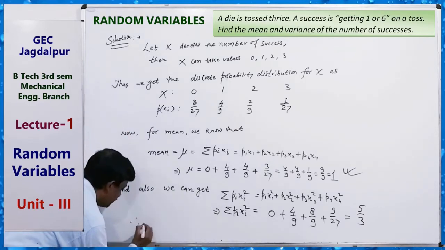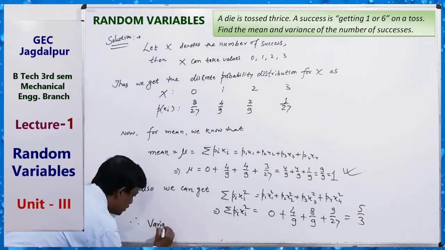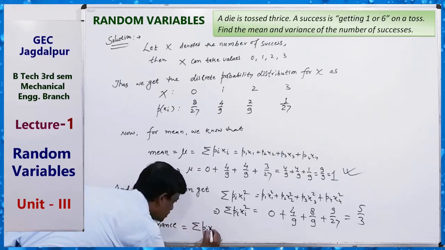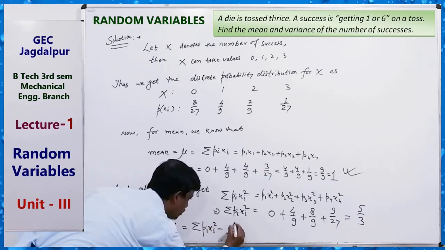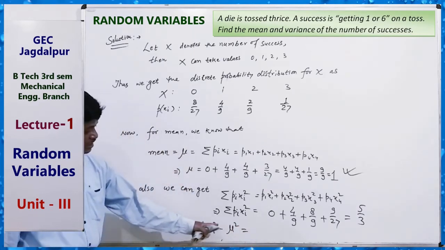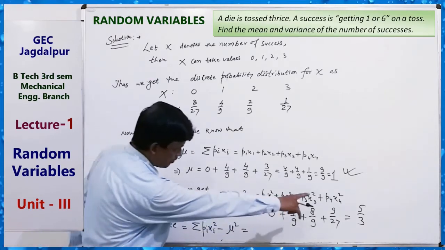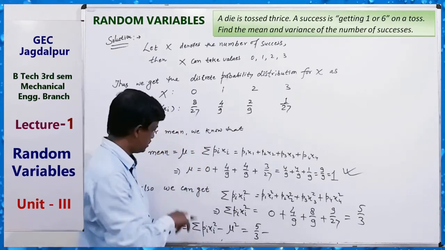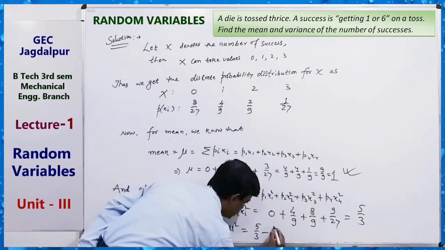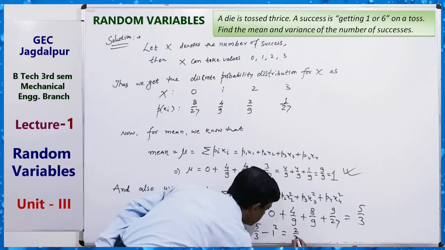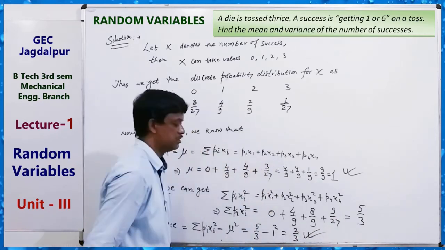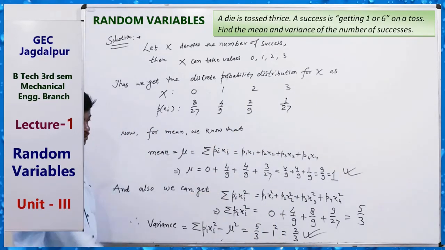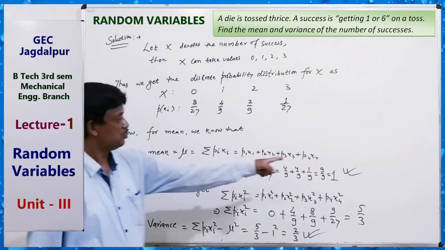Therefore, variance is equals to what? Formula? Pi xi square minus mu square. Pi xi square minus mu square means 5 by 3 minus mu square means 1 square. That is what? 2 by 3. So this is our answer. Variance equals to 2 by 3 and mean equals to 1.